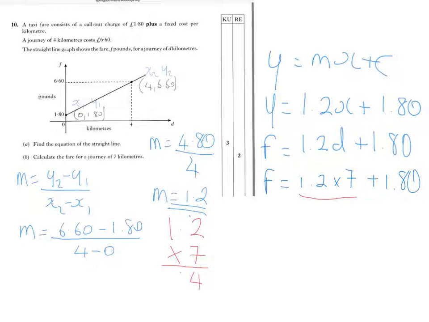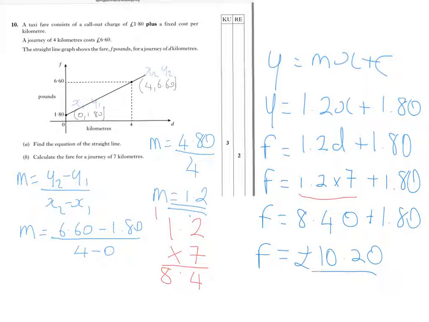7 2s are 14, 4 down, carry 1. 7 1s are 7, plus 1 is 8. I'm going to bring that back in then. So the fare cost will be £8.40 plus £1.80. Take your time: £10.20. The important thing at the end as well is to give some units and meaning to your answer. It's a cost in pounds, therefore I'm going to record that, and my fare is £10.20, and that's the final answer.